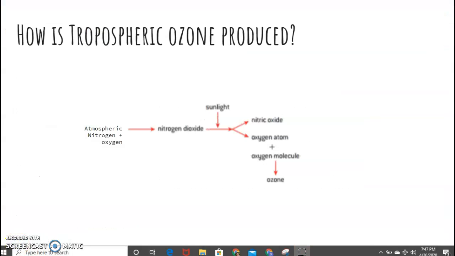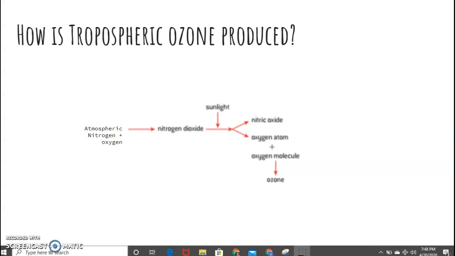Okay, hi everybody. This is part 2 for topic 6.3 from ESS. We finished up with this diagram showing how the ozone that you find in the troposphere is produced.